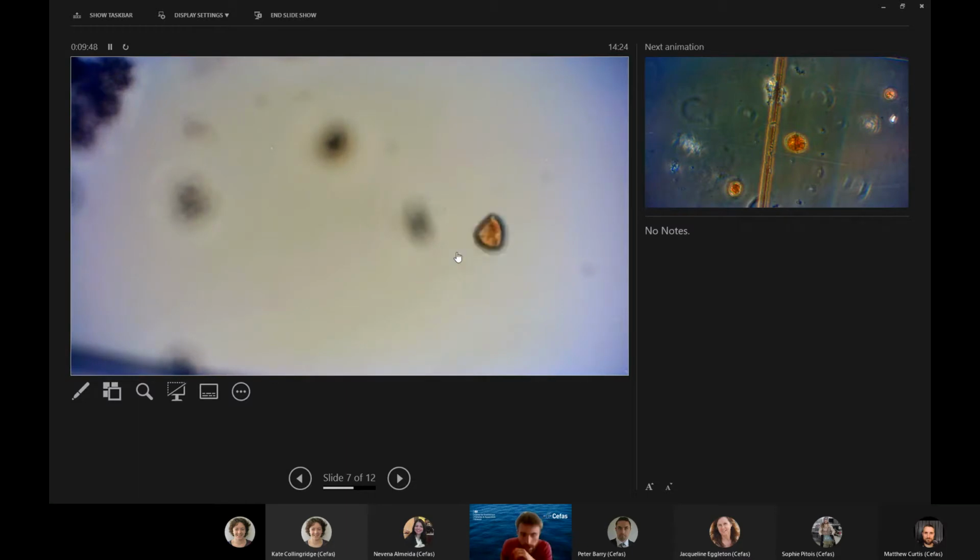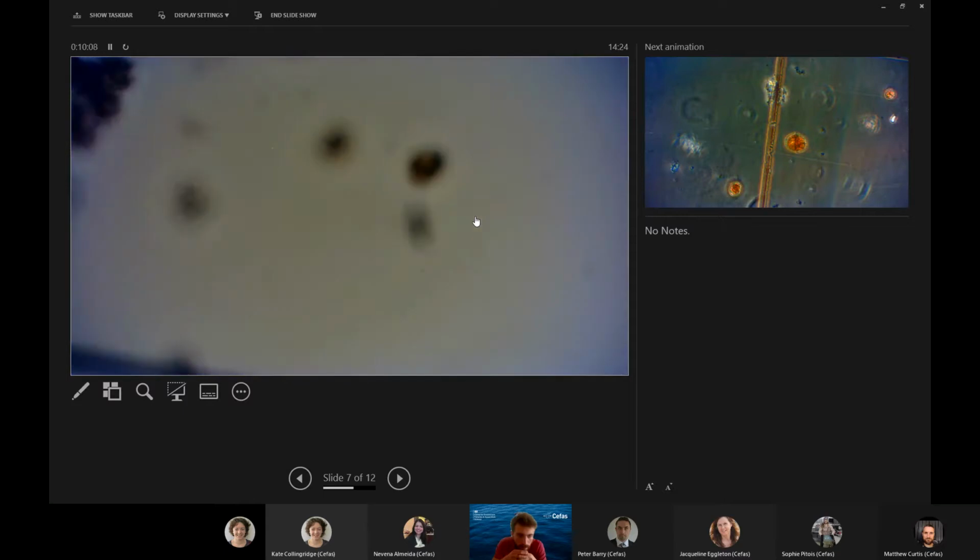Now, this isn't toxic, but they're just very pretty. They've got this characteristic sort of leaf shape. You can see it swimming around and me struggling to keep it in focus. And they have a very prominent spine sticking out at the front of the cell as well. But those are really quite common around the UK. We see them a lot of the time, and they're nice.